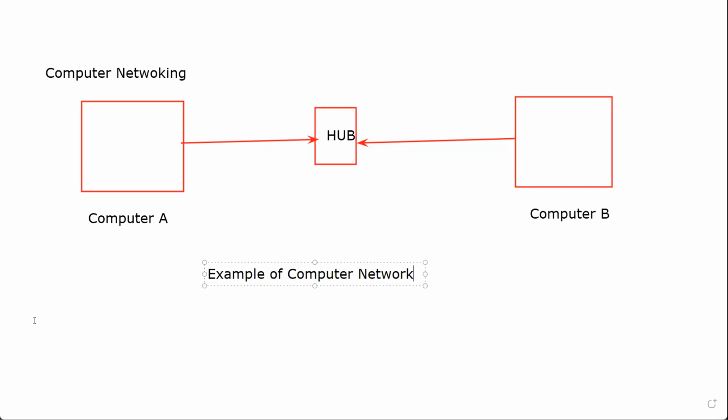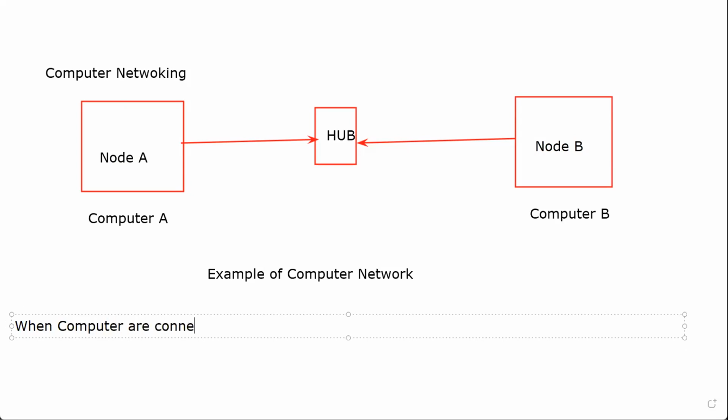Now you know that once these computers are connected in a network, it is called a computer network. And if it is connected in a network, in that case this is called node A, and this is called node B. So my dear students, remember this point: if computers are connected in a network, each computer is called a node. I'll just write this point. If you want to remember this, it is very good. When computers are connected in a network, each computer is called a node.